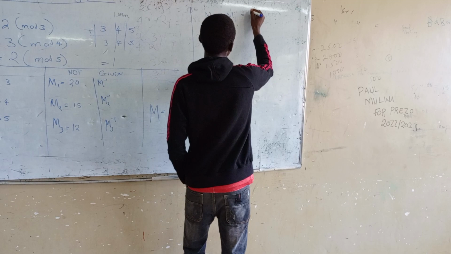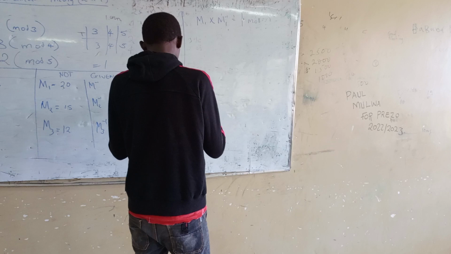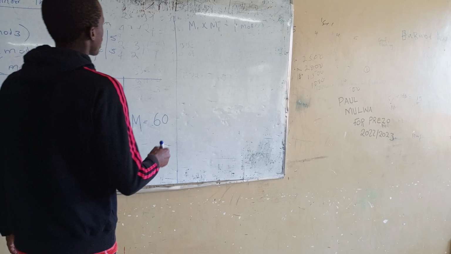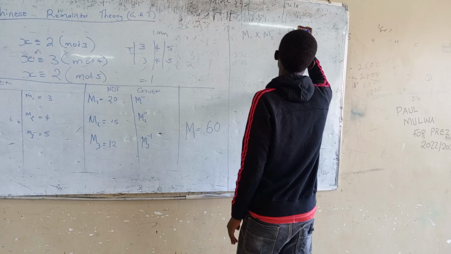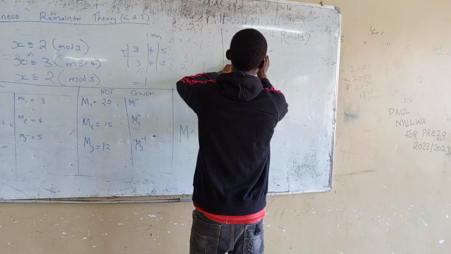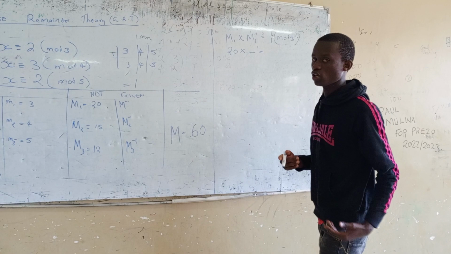Because we are finding the M1 inverse, we use this modulo 3. It means that the number we are going to find here times the M1, which was 20, when you divide the whole number by 3, you get 1 as the remainder. I think you are understanding this concept.